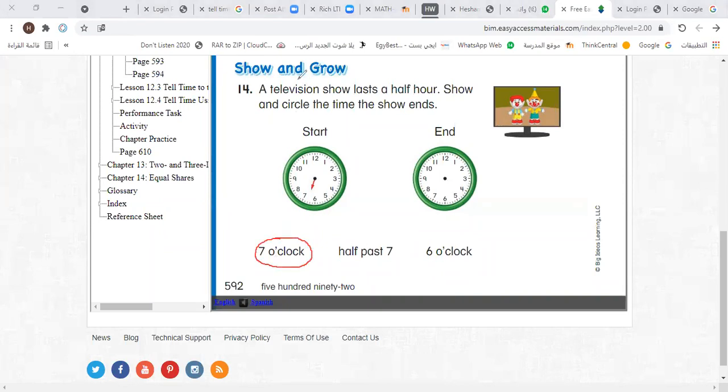Now let's draw 7 o'clock. Let's draw the hour hand. To show 7 o'clock, draw the hour hand pointing to 7 like this, exactly at 7. It's 7 o'clock. This is 7 o'clock.